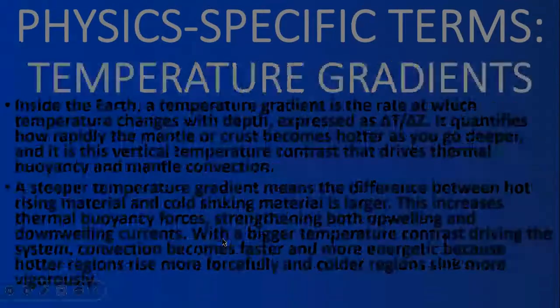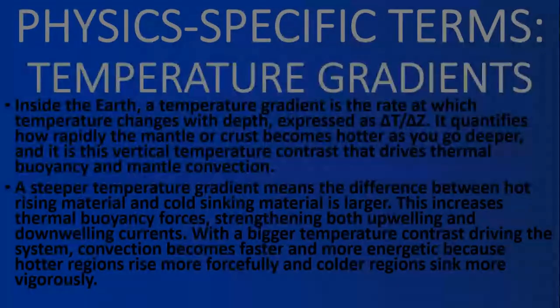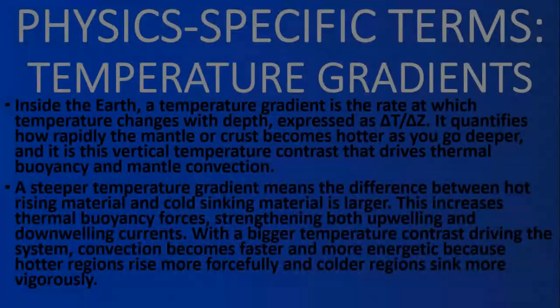Okay. Inside the Earth, a temperature gradient is the rate at which temperature changes with depth, expressed as delta T over delta Z. It quantifies how rapidly the mantle or crust becomes hotter as you go deeper, and it is the vertical temperature contrast that drives thermal buoyancy and mantle convection.